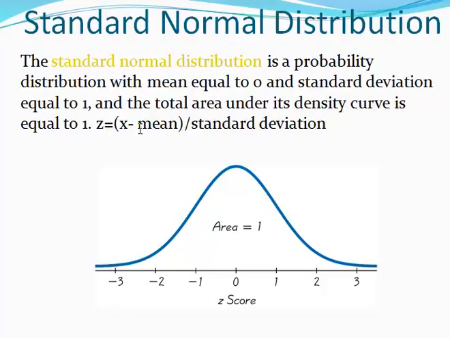After we standardize our distribution, we get the standard normal distribution. The standard normal distribution is a probability distribution with mean equal to 0 and standard deviation equal to 1. And the total area under its density curve is equal to 1.